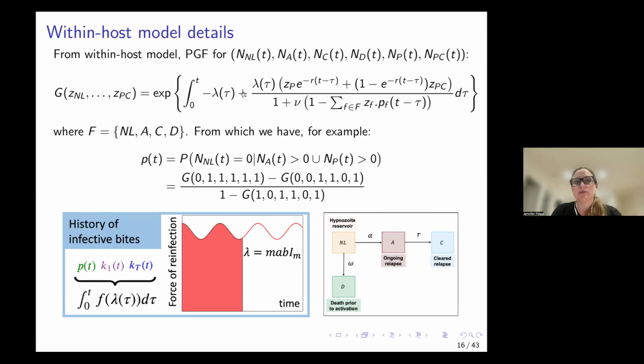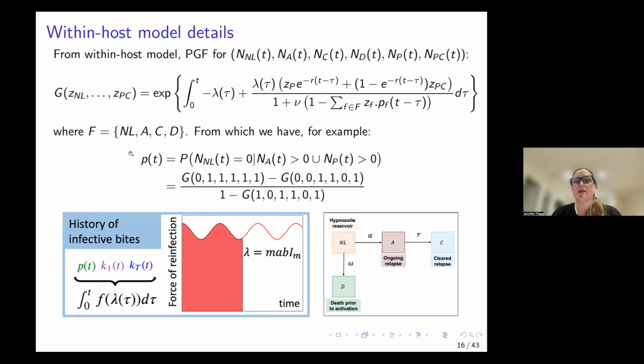It's an integral over the force of reinfection, so that involves the biting rate. And it involves lots of other things which come from the analytic solution to the Forward-Kolmogorov equations. And so what we can get from this is the probabilities that we want. So we want P, K1, and KT. I'm just going to show you the derivation of one of those, which is P, and I'll leave the others. I won't do them here.